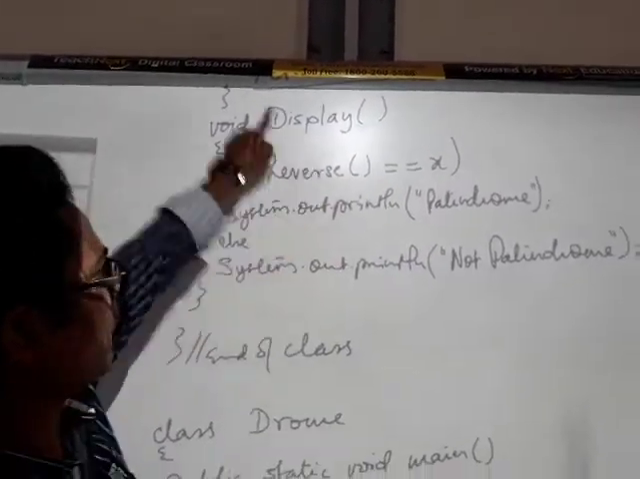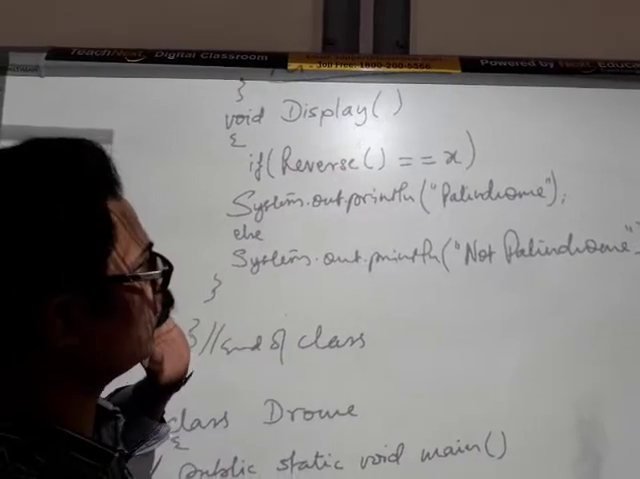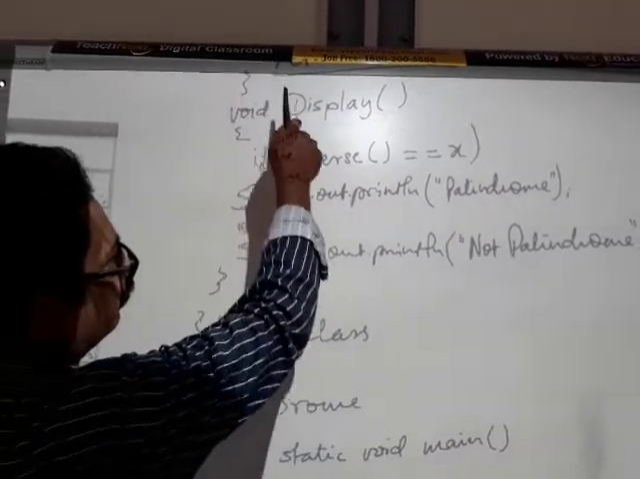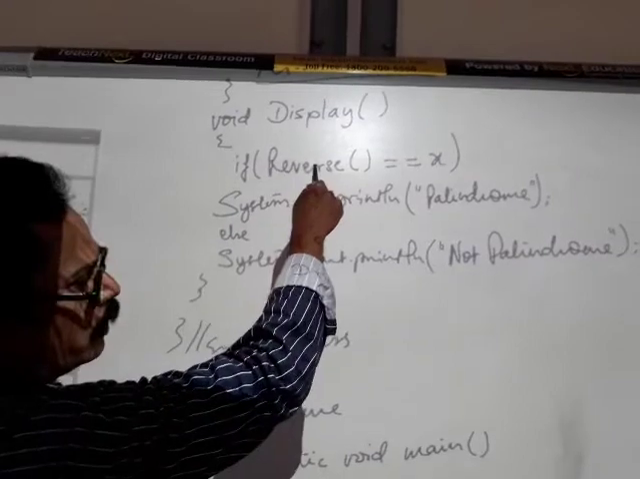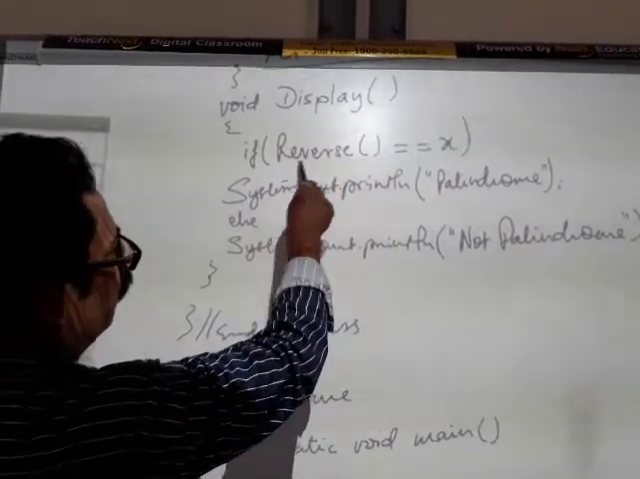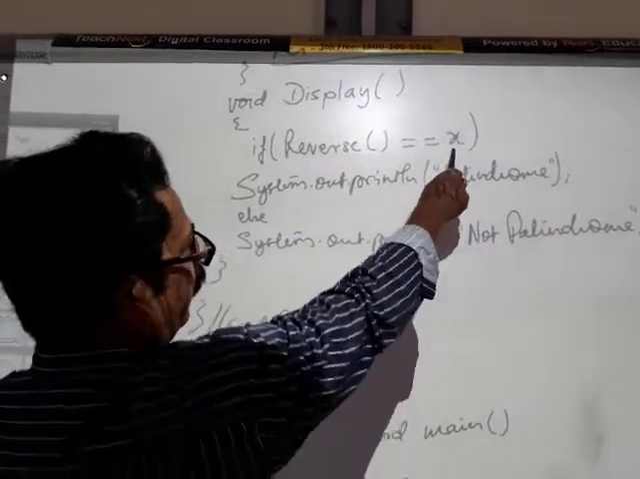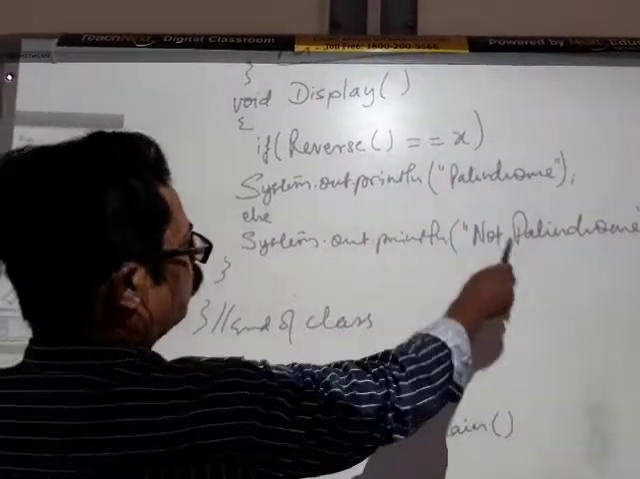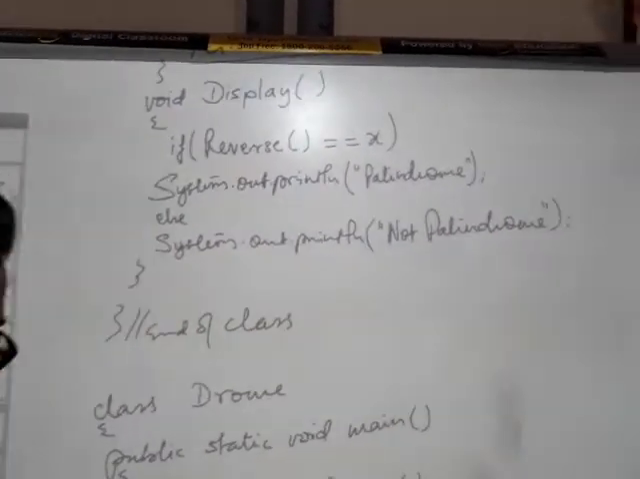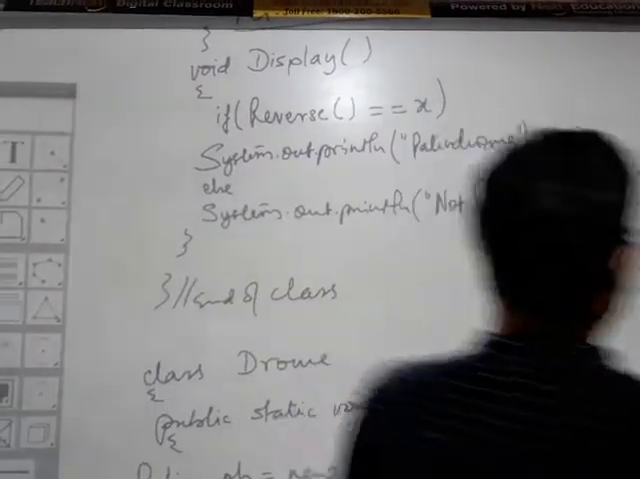Therefore, simply call the function. Whatever value is computed in the reverse function, that is the reverse of x, will return out here. This will be replaced by the reverse and then compared with x. After comparing, we find whether it is a palindrome or not a palindrome. Now you see what happens.